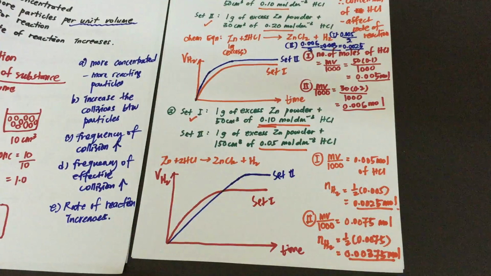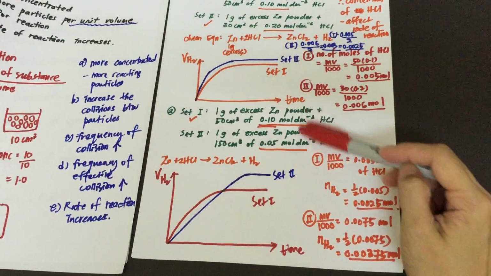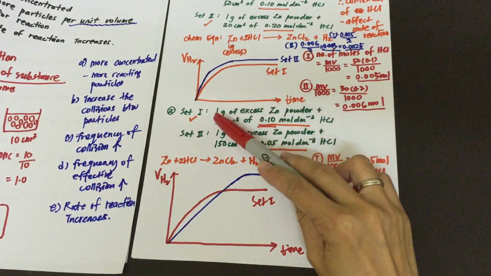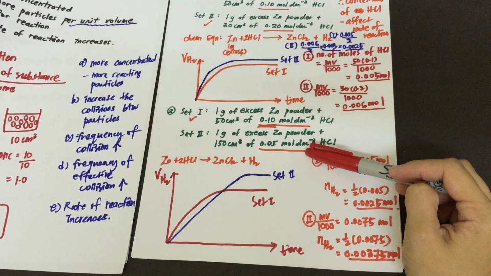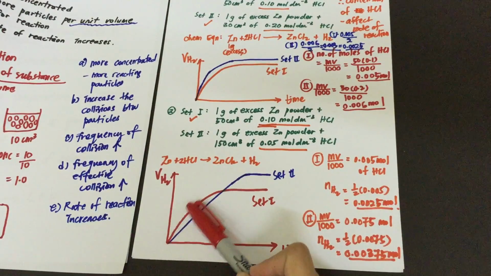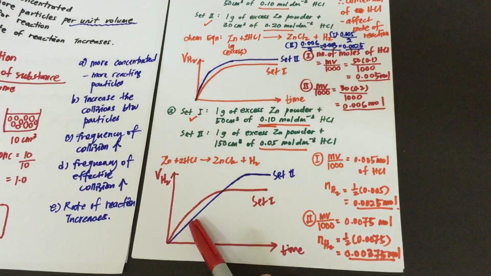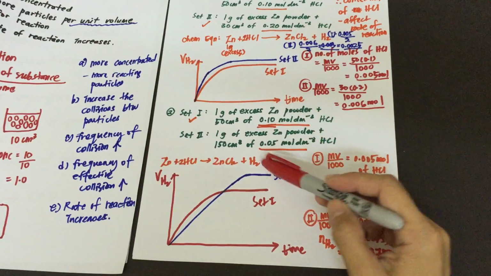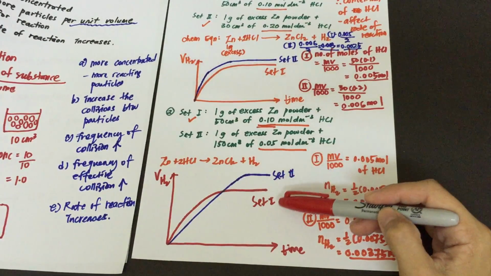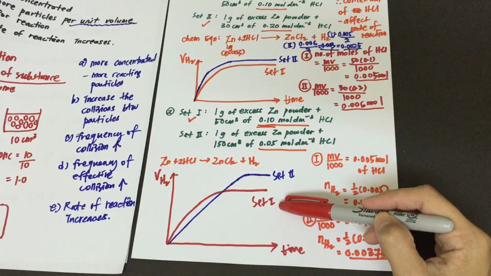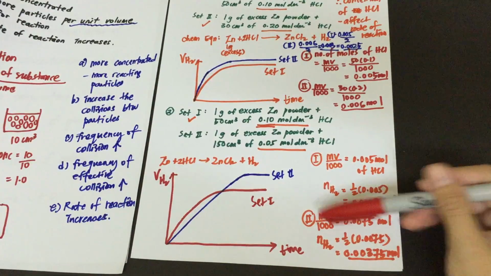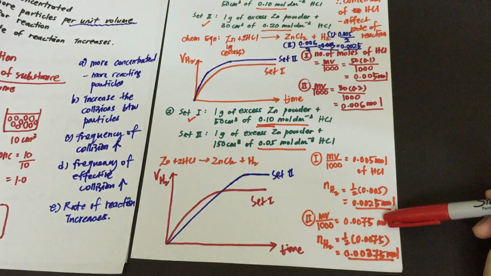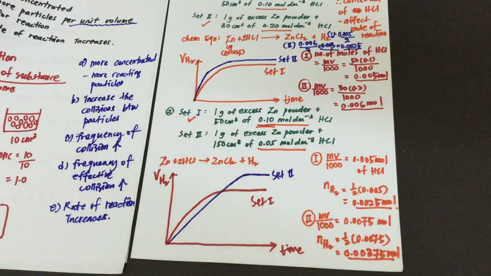Okay, so you can see that due to the difference in concentration, we know that 0.1 mole per decimeter cube of HCl in set 1 has a higher concentration than set 2, which means the initial rate of set 1 is higher compared to set 2. While for the product formation of this particular reaction, the volume of hydrogen gas in set 2 will be higher than the volume of hydrogen gas in set 1, because for set 2, the number of moles of hydrogen gas generated is higher compared to the number of moles of hydrogen gas for set 1.